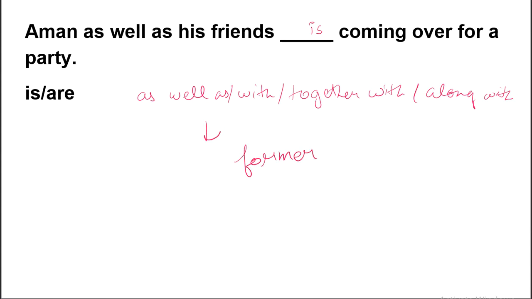Former होता है जो पहले आता है, latter होता है जो बाद में आता है. I hope you can easily make a difference between these two words if you are an aspirant of RIMC. So former is the subject which comes first, and latter is the subject which comes later. So Aman as well as friends. Now in this sentence, which subject is coming first? Aman is the subject which is coming first, meaning this is my former subject. So I have to place the verb according to the former subject.